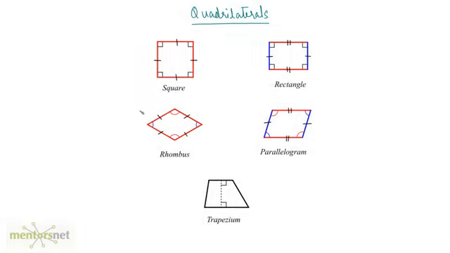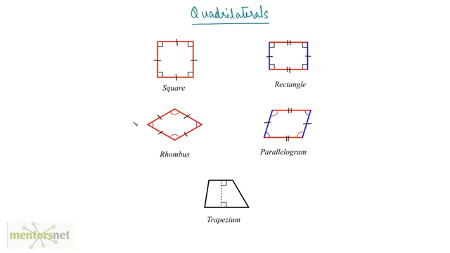Hello everyone. What is a quadrilateral? Well, a quadrilateral is a closed figure with four sides. Now in this video we are going to look at the various types of quadrilaterals and the formulas to calculate the areas of the respective quadrilaterals.